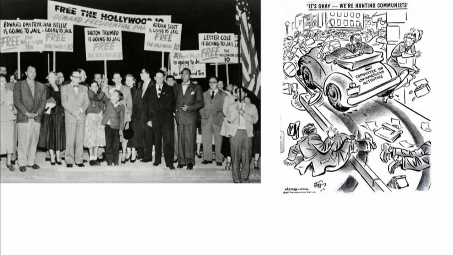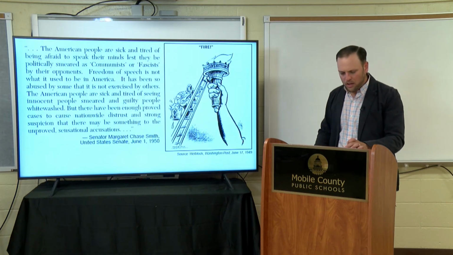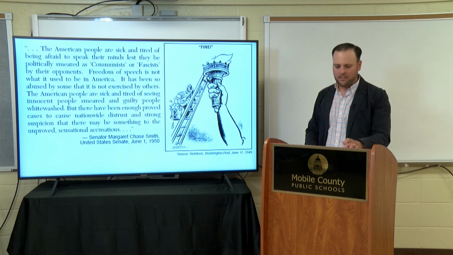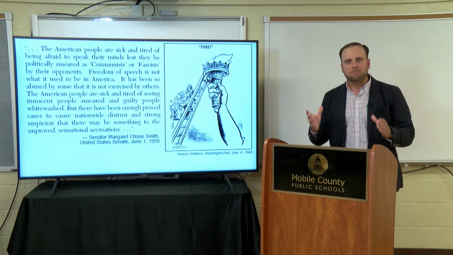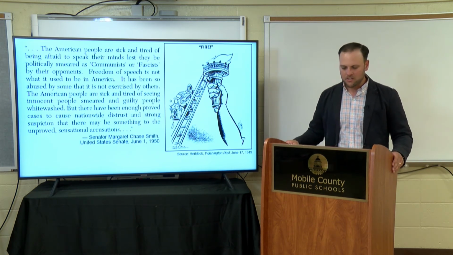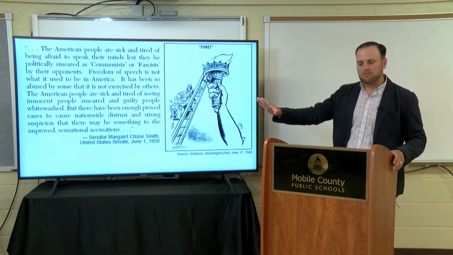They're running over Americans, damaging them, hurting them, injuring them permanently at times. And at the top, it's hard to see, but it says, it's okay, we're hunting communists. So they're justifying their actions by saying that communism is the true evil, and they're out to find communists in any way that they can. Also, in the process of finding communists, freedom is being restricted in the United States. And these two documents kind of show that.